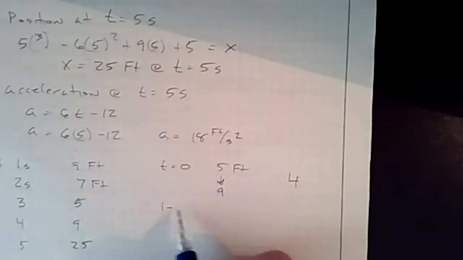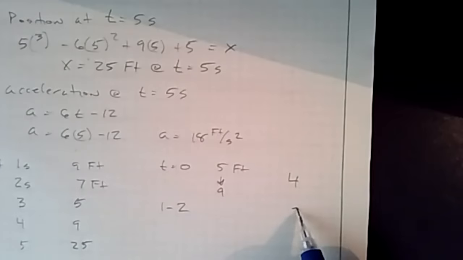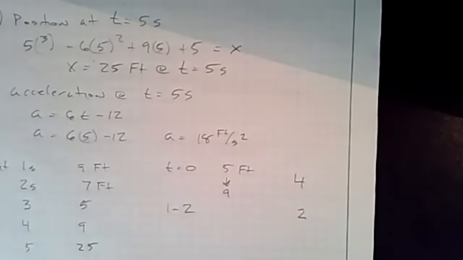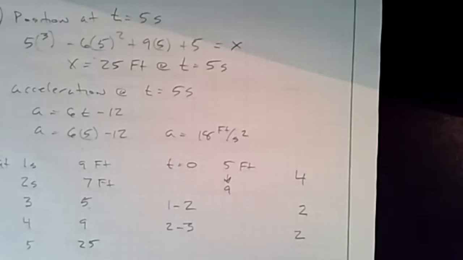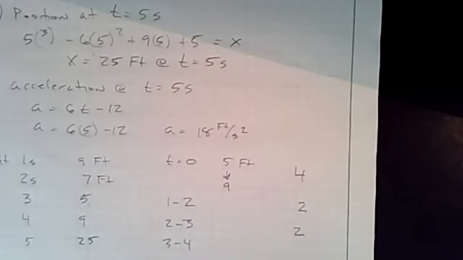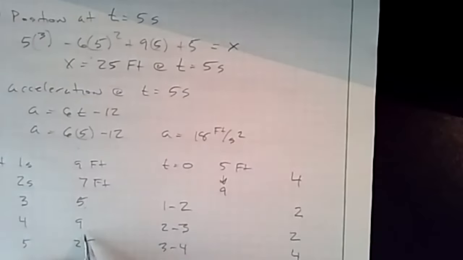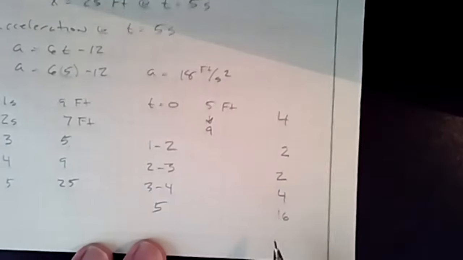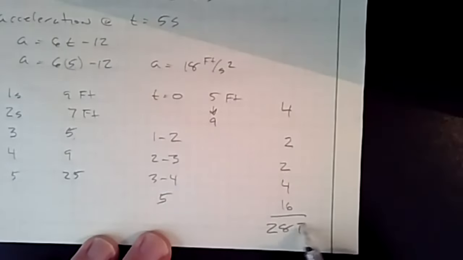From 1 second to 2 seconds, we go from 9 to 7, so that's a distance of 2. From 2 to 3, we go from 7 to 5, so that's another 2 feet. From 3 to 4, we go from 5 to 9, which is 4 feet. And lastly, at 5, we go a total of 16 feet, because 9 to 25. So when we add it all up, the total is 28 feet.